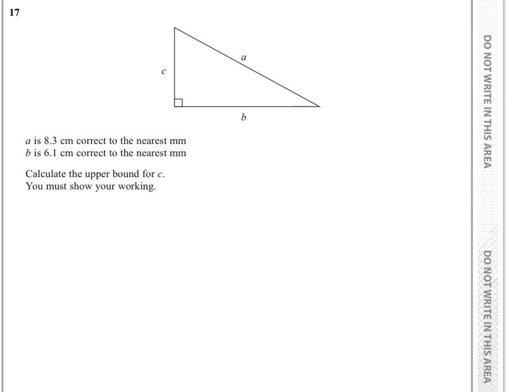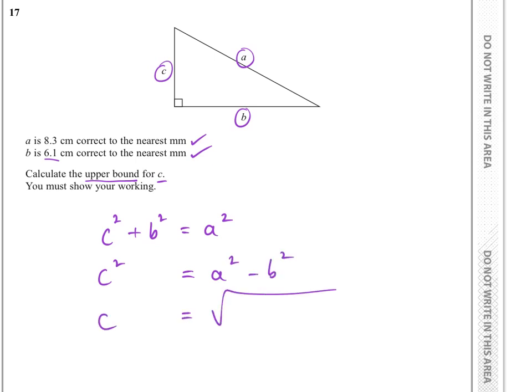Question 17. It says A is given as 8.3 centimetres correct to the nearest millimetre, and B is given as 6.1 centimetres correct to the nearest millimetre. And we've got to calculate the upper bound, or the greatest possible bound, for C. Well, looking at this, the connection between C, B and A is using Pythagoras. So C squared plus B squared would be A squared, which means C squared would be A squared minus B squared. So C would be the square root of A squared minus B squared.